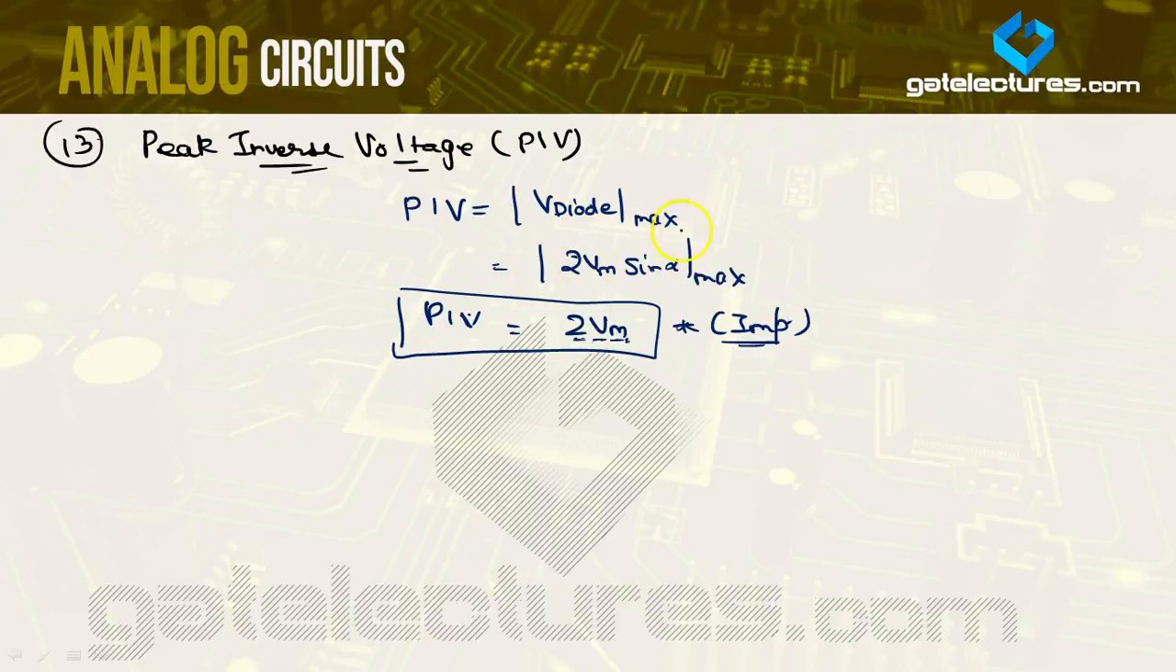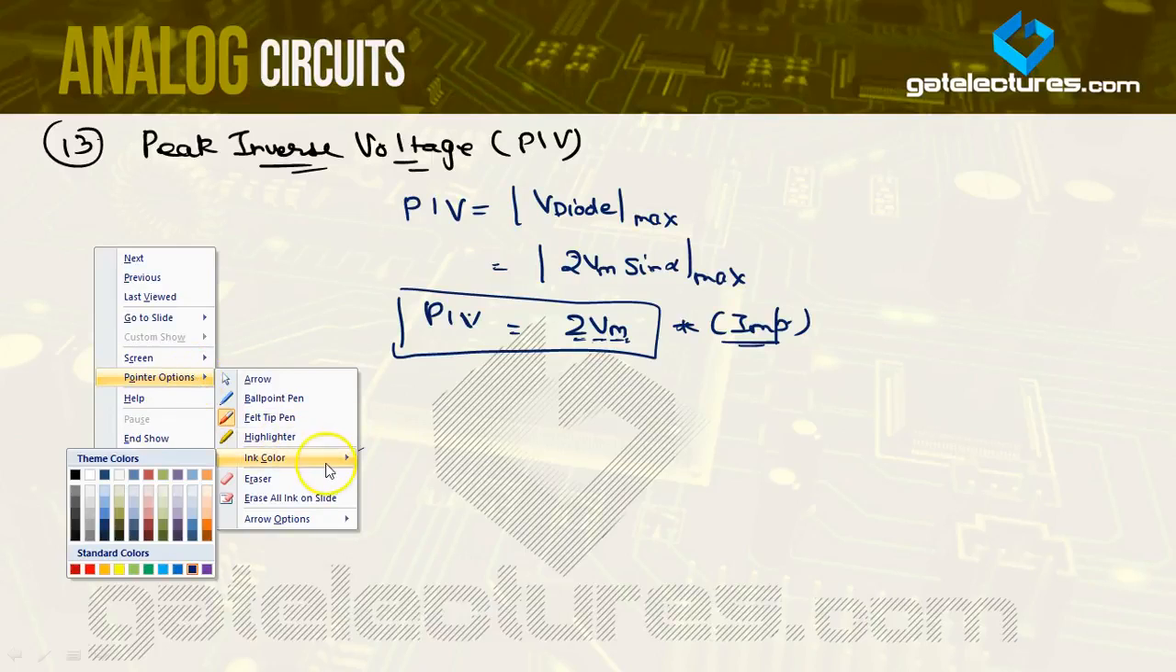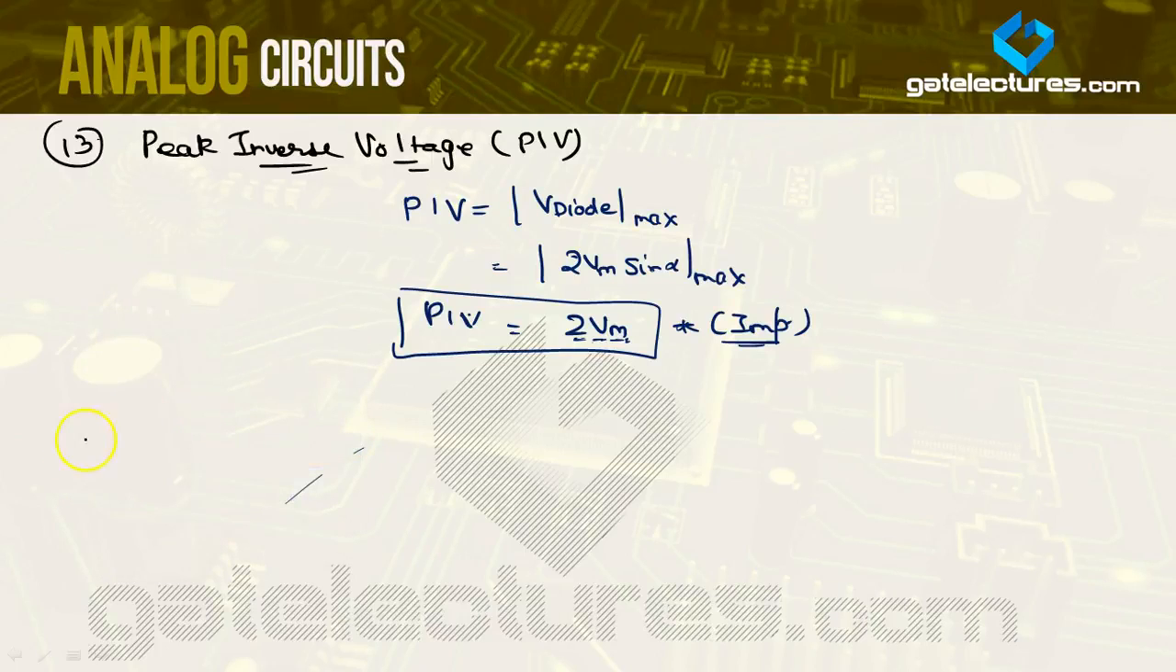Based on those concepts, we will move on to the bridge full wave rectifier, which nullifies all the limitations of the center-tap full wave rectifier and half wave rectifier, and takes care of all the problems. That we shall discuss in the forthcoming sessions of the lecture. So the 14th point of discussion: greater PIV is a disadvantage of the center-tap full wave rectifier.